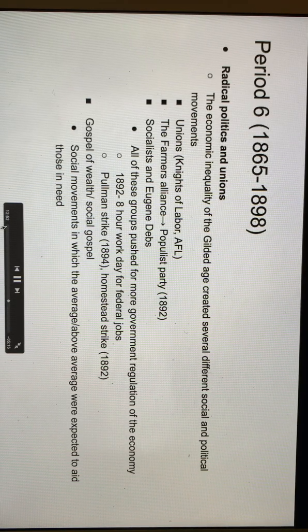The Gospel of Wealth and the Social Gospel were social movements in which the average or above average were expected to aid those in need. So this includes Andrew Carnegie and others, some more religious than him.